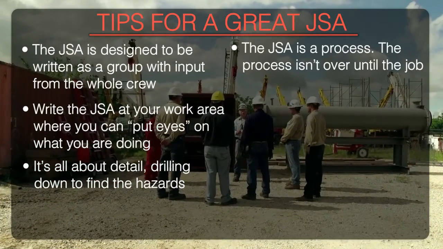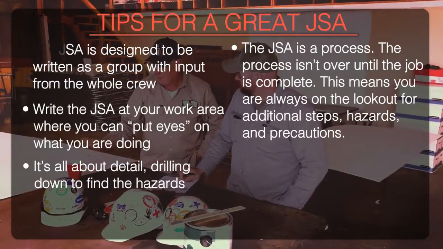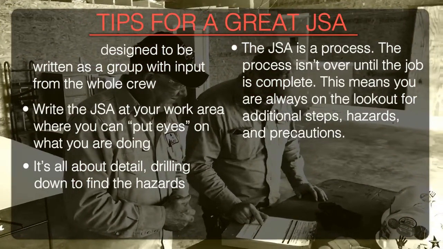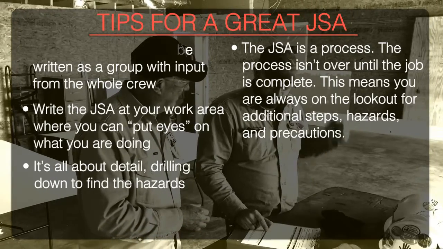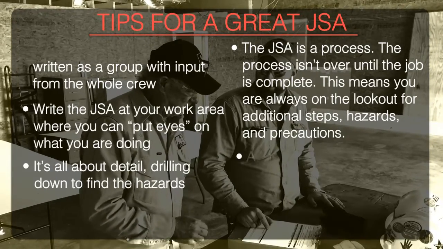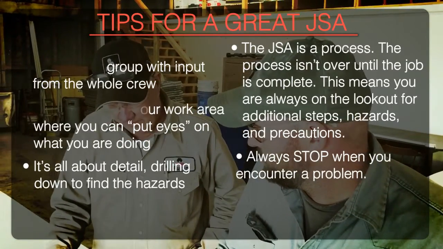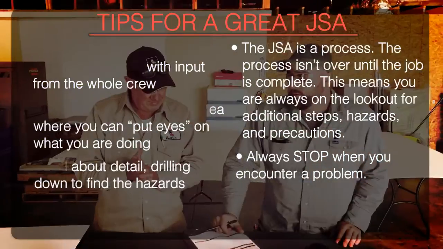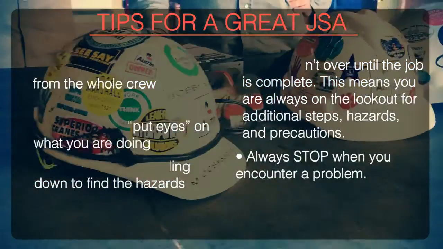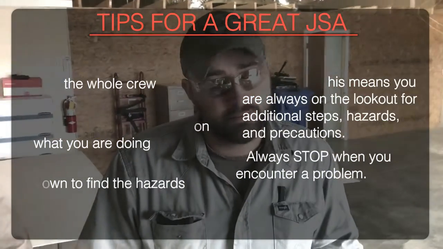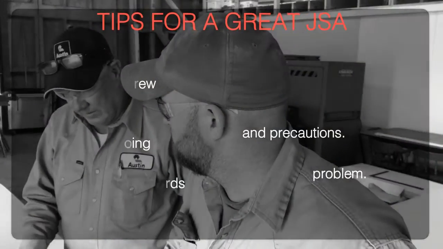The JSA is a process. The process isn't over until the job is complete. This means you are always on the lookout for additional steps, hazards, and precautions. Always stop when you encounter a problem. The answer is not to apply more force to overcome the problem. The answer is to stop. Identify the issue, figure out a safe way to overcome the problem, and then address it on the JSA before resuming work every time.